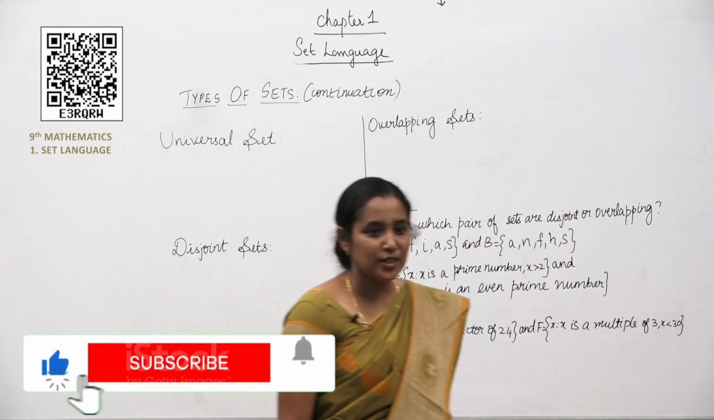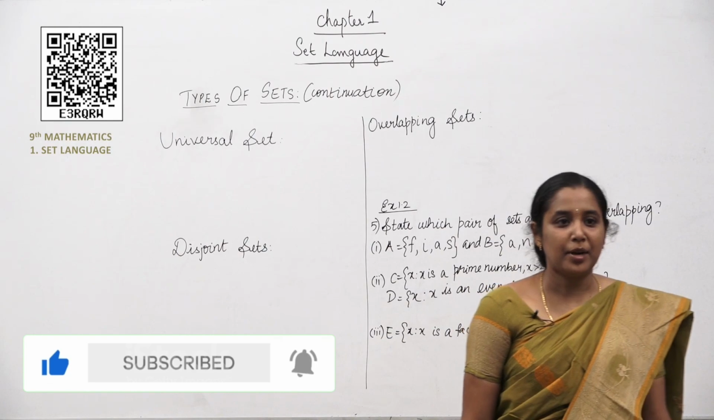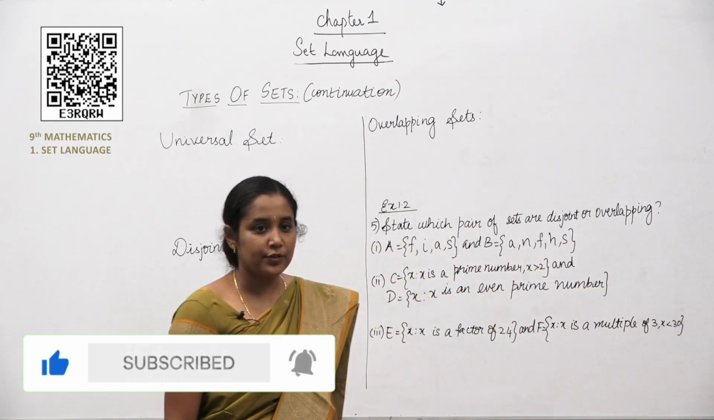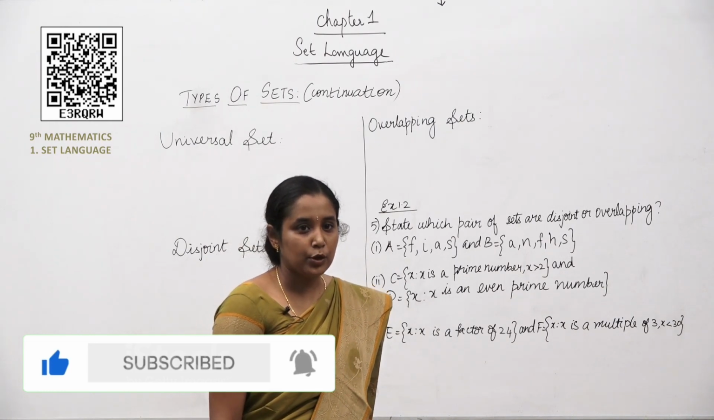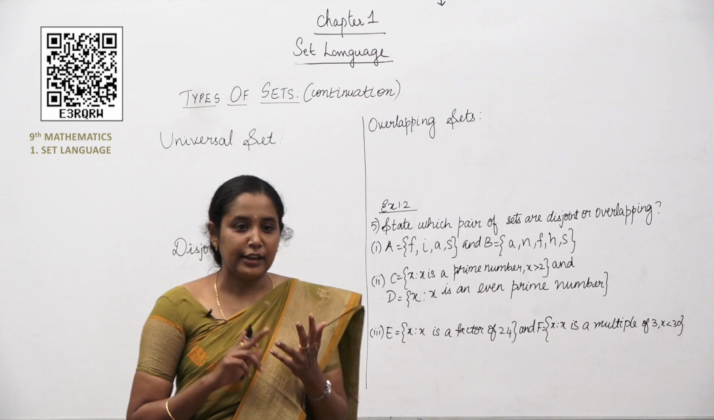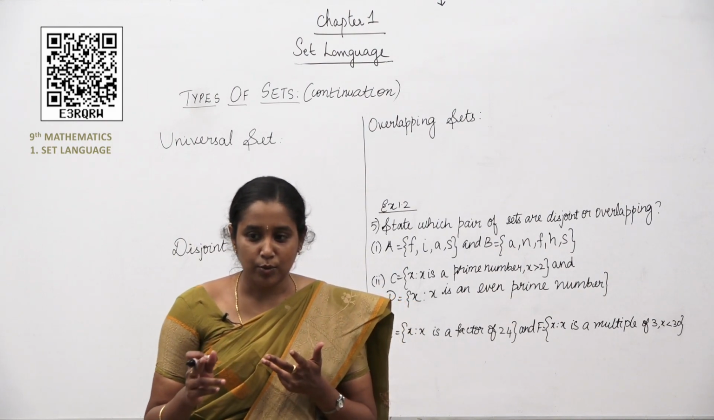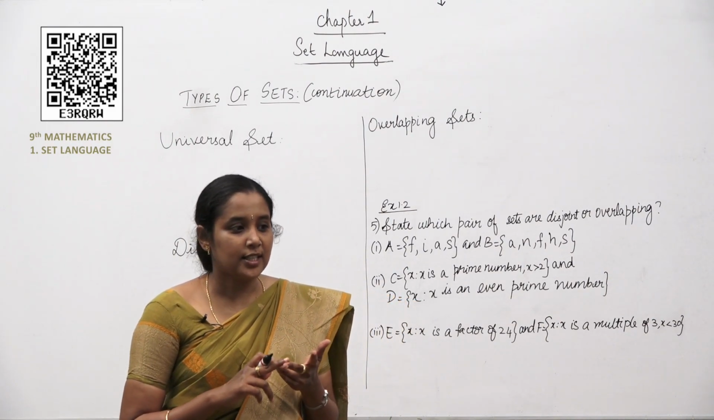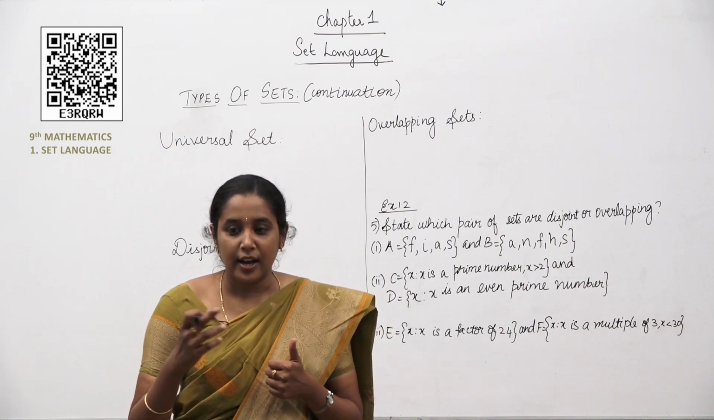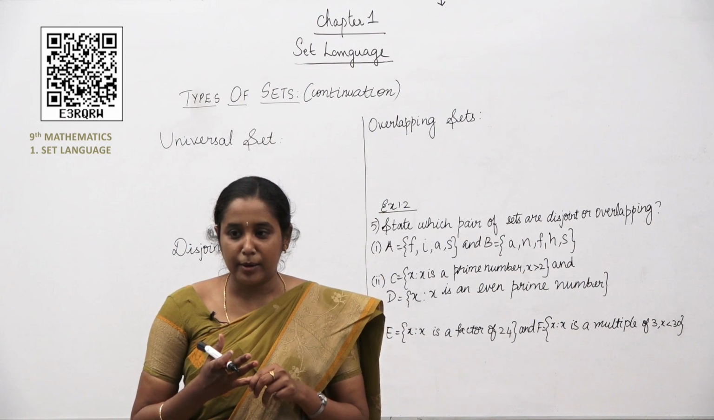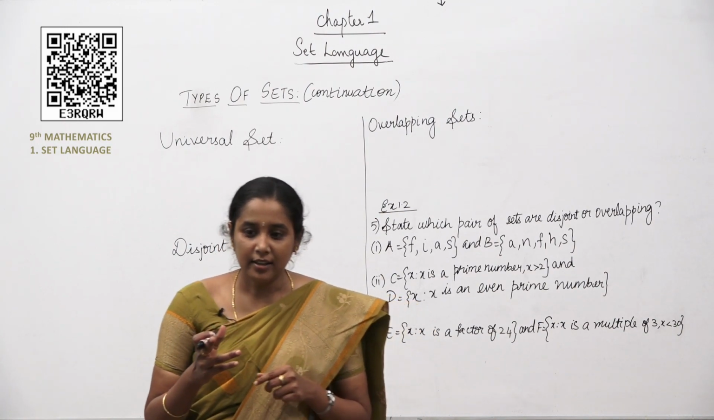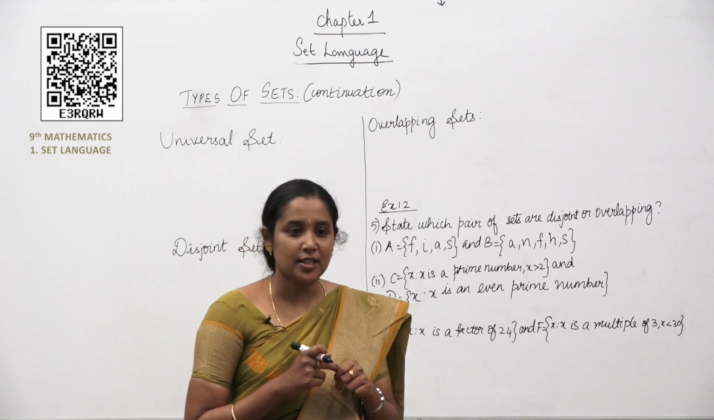So welcome back students. Today in 9th standard mathematics, in set language, we continue with types of sets. Already you have studied finite set, infinite set, and the next one, empty set, and then singleton set. You have studied the cardinal number of a set, and next equal sets and then, very good, equivalent sets.